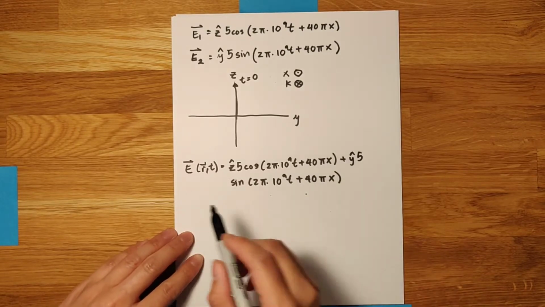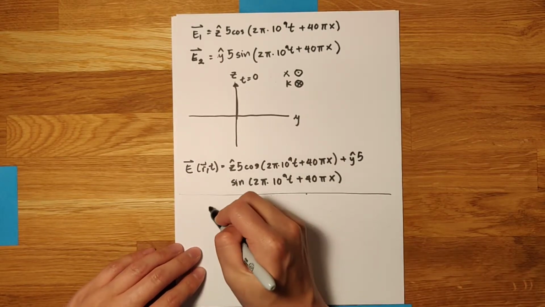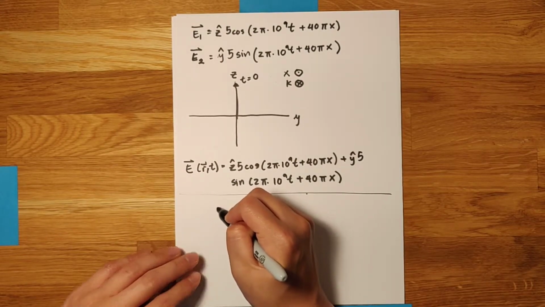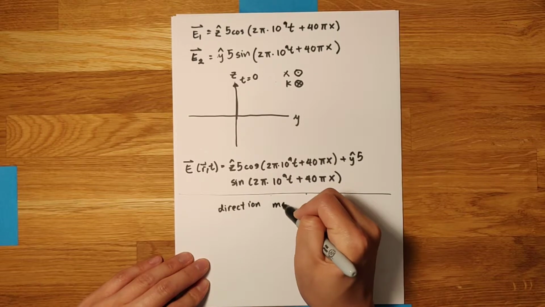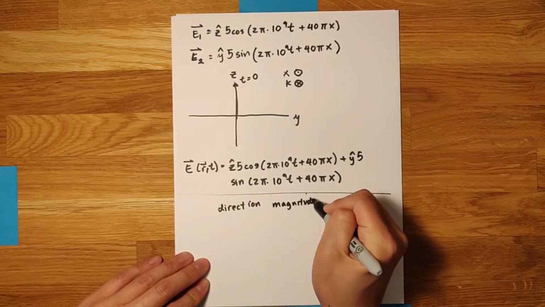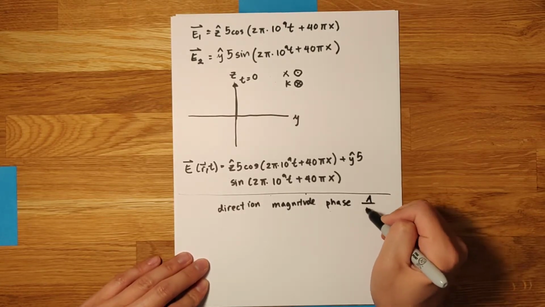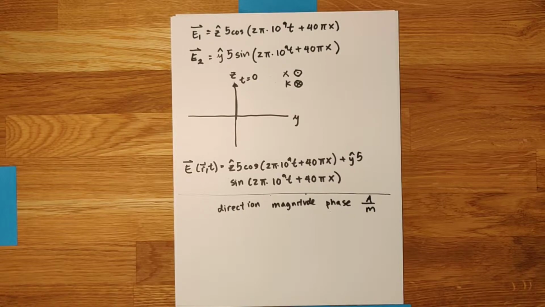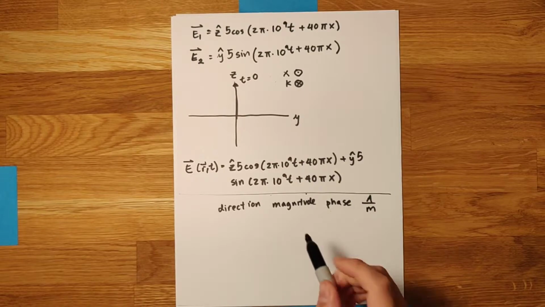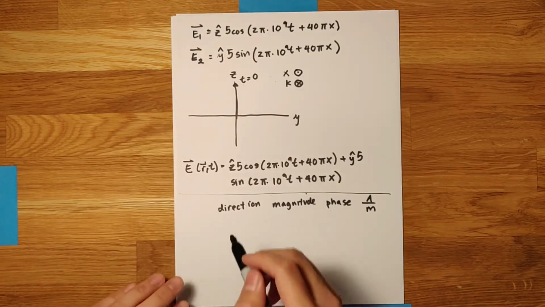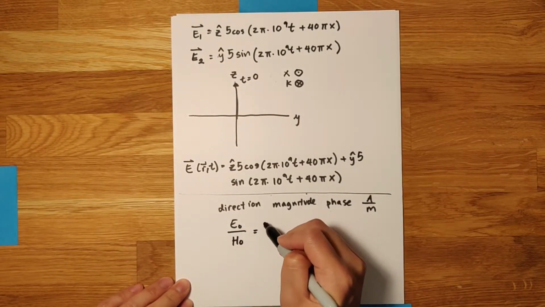So finding the H field, we'll draw a line right here. You know that this equation will consist of a direction, magnitude, phase, and a unit, which is simply going to be amps over meters. So let's first find the magnitude. We can use the relation E naught over H naught is equal to eta.